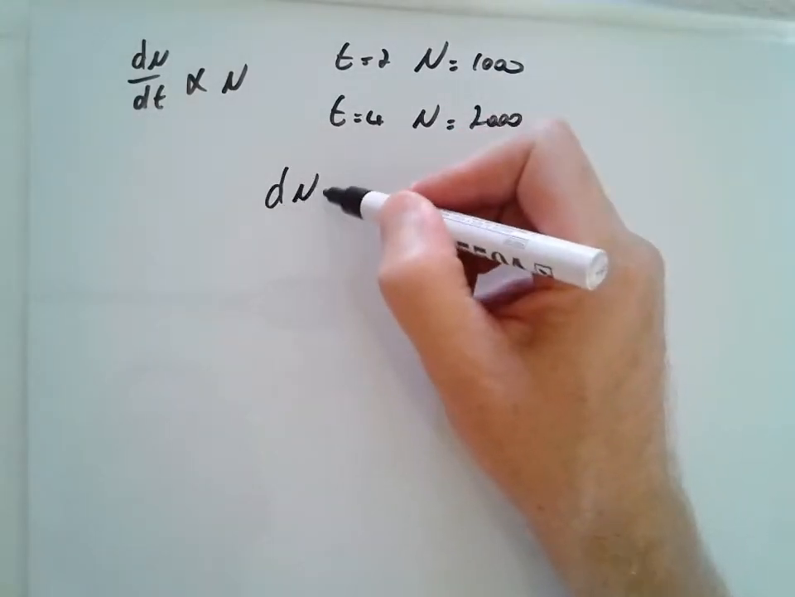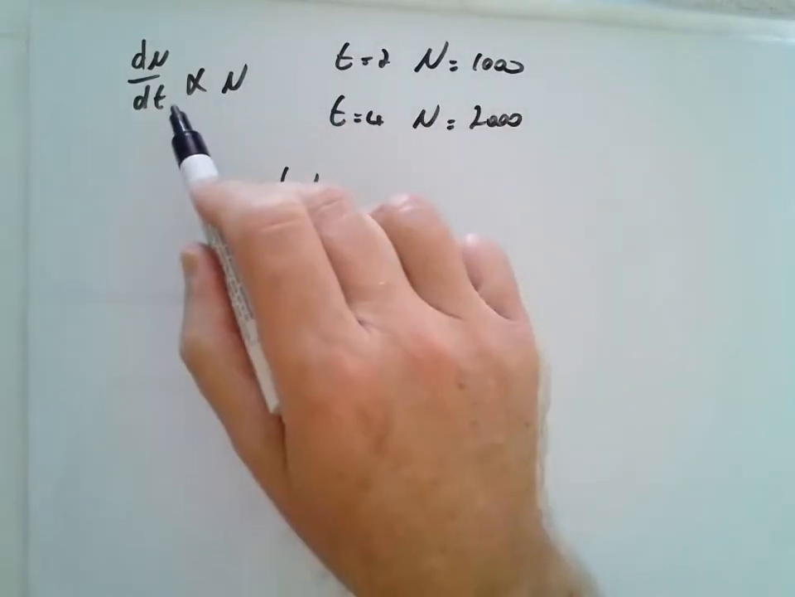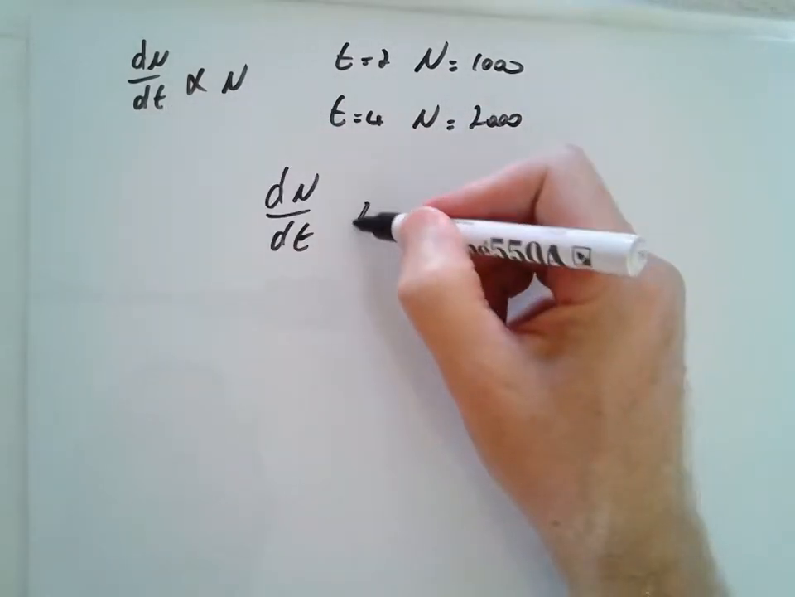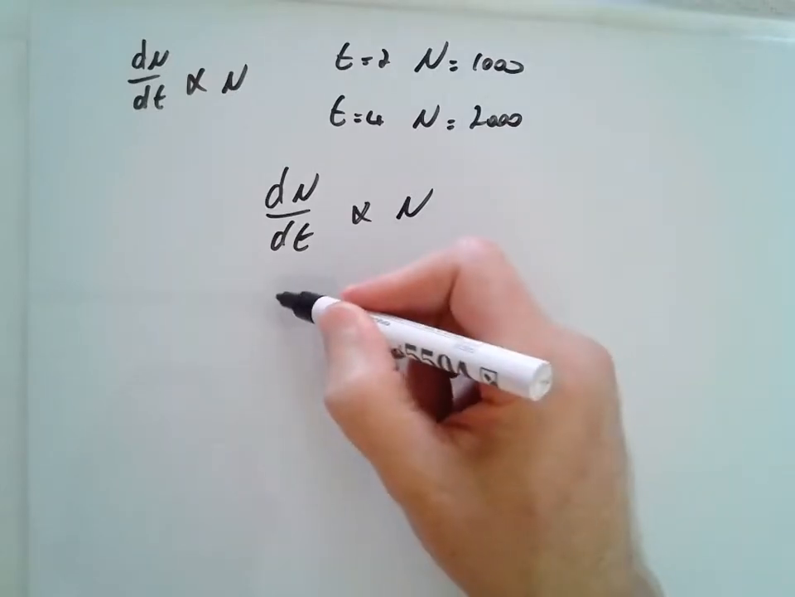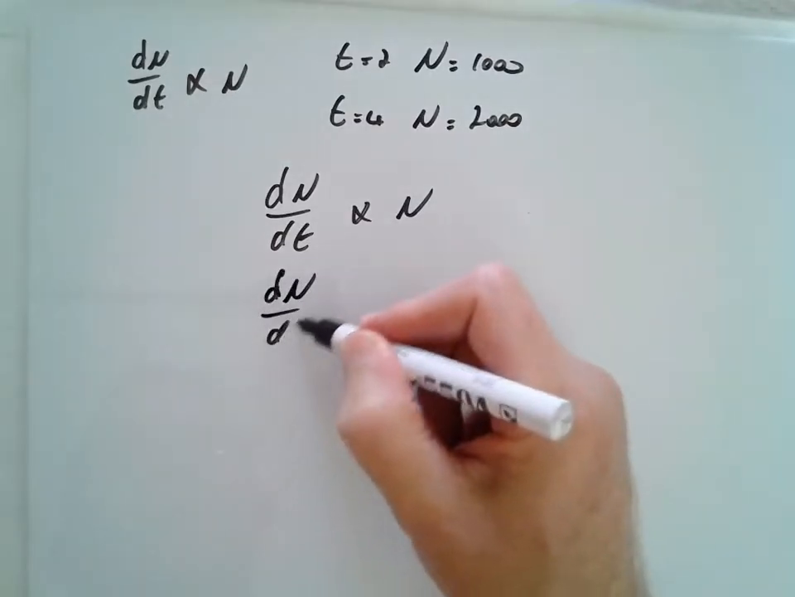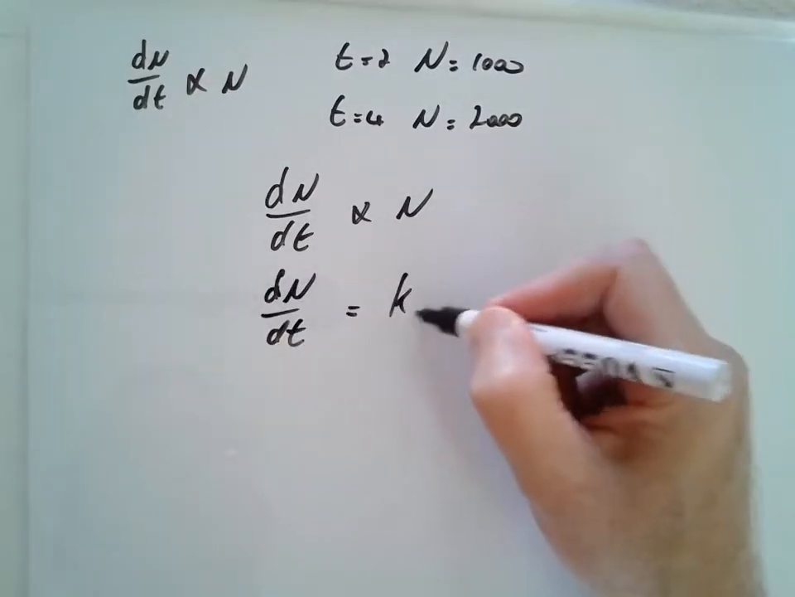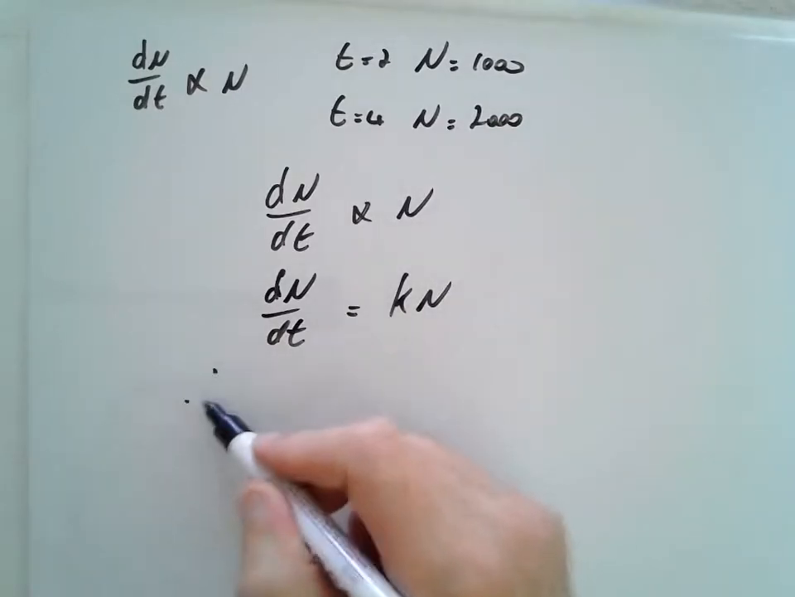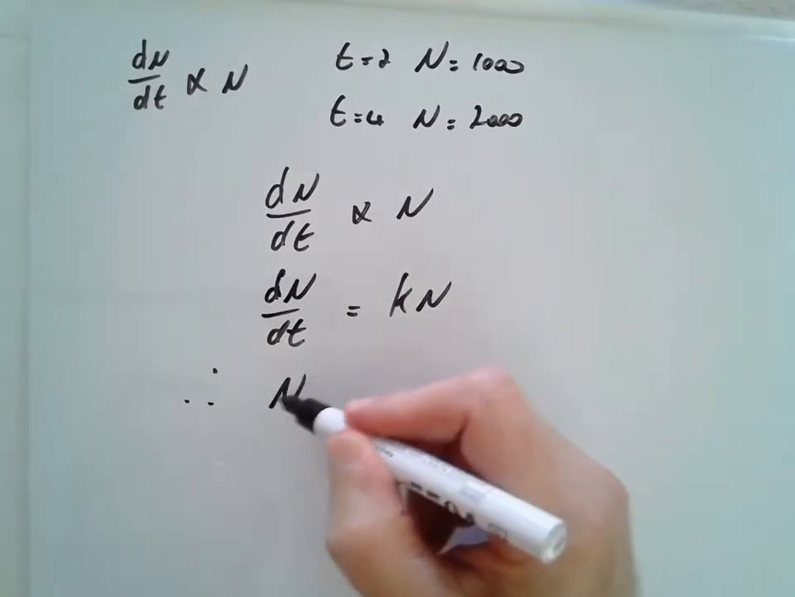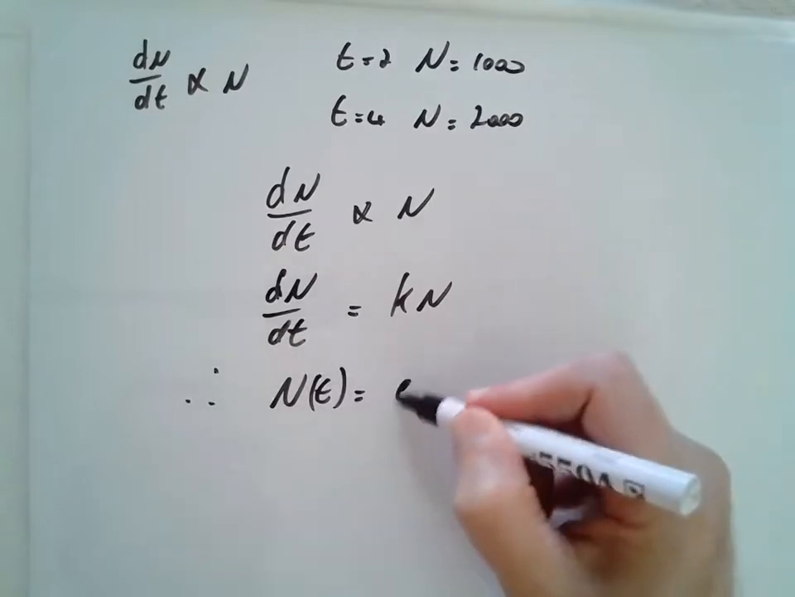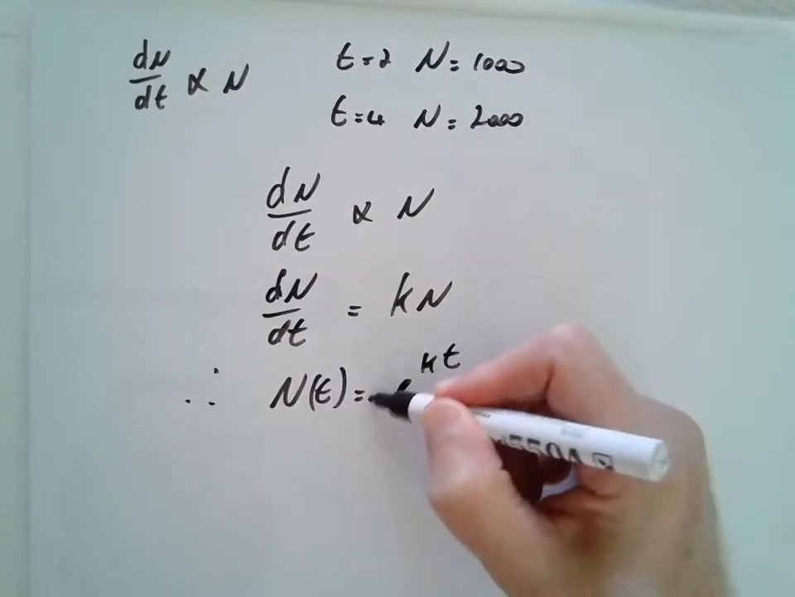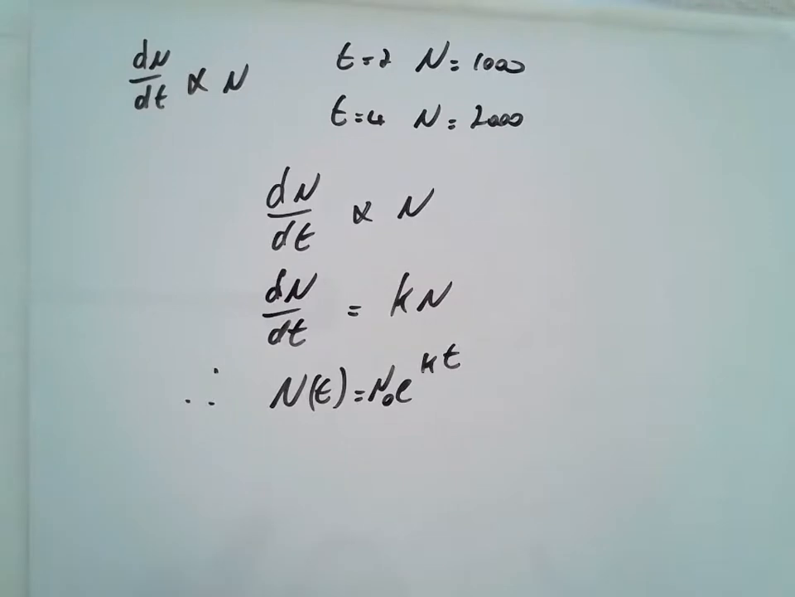We want to state that dN/dt, it's probably not going to be written like that in the question, is proportional to N. Then we're going to go, therefore dN/dt is equal to kN, and then just a broad reaching statement that therefore the number of cells is equal to N0, which is the number of initial cells, multiplied by e to the kt, where k is a constant and t is time.